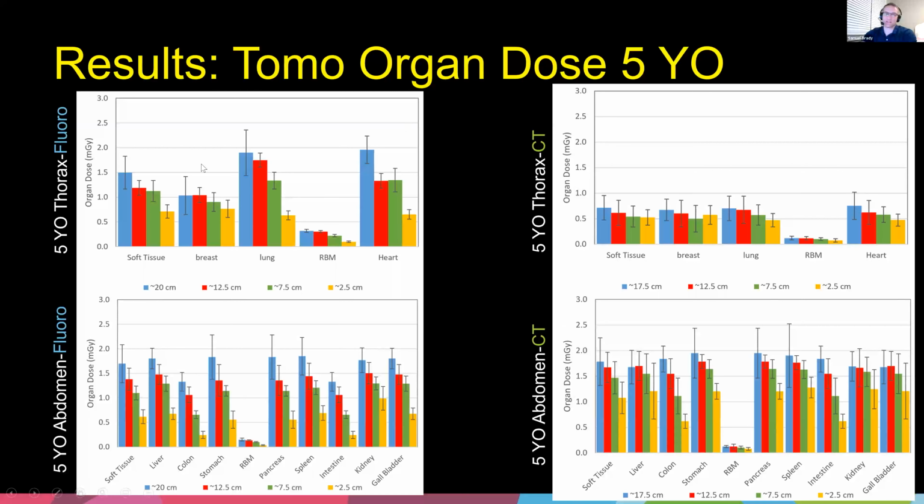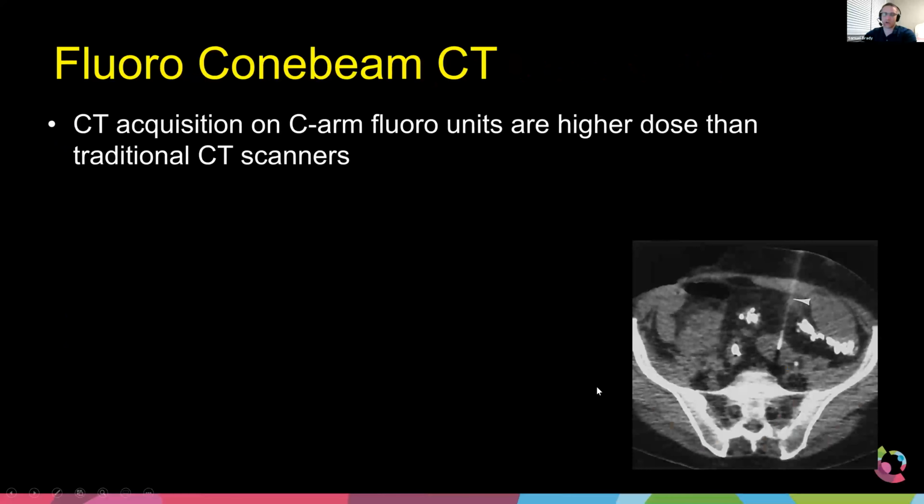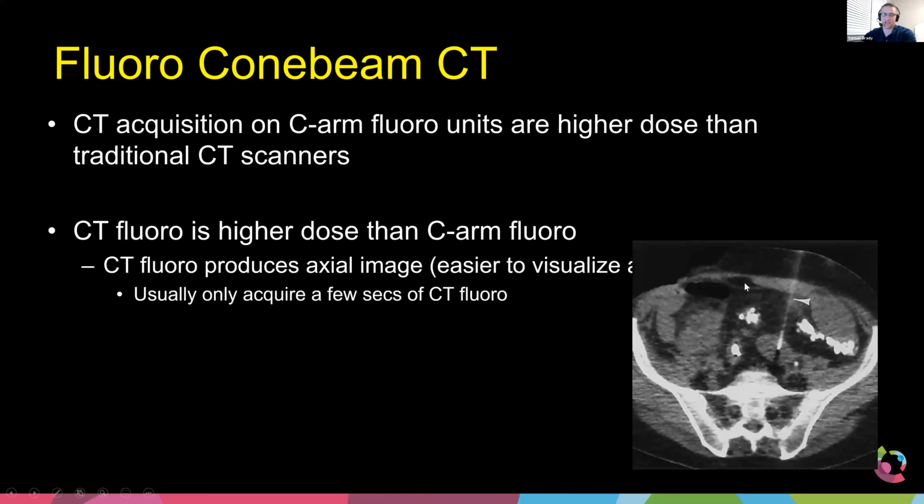That said, the doses are getting much better. They're much more equivalent today. So CT acquisitions on C-arm fluoro units are higher dose on average than the traditional CT scanners. CT fluoro is a higher dose than C-arm fluoro. Obviously, you get more information though. And so that's one of the benefits: if you are going to do fluoro on a CT scanner, at least you have more information. You have 2D versus 3D information.